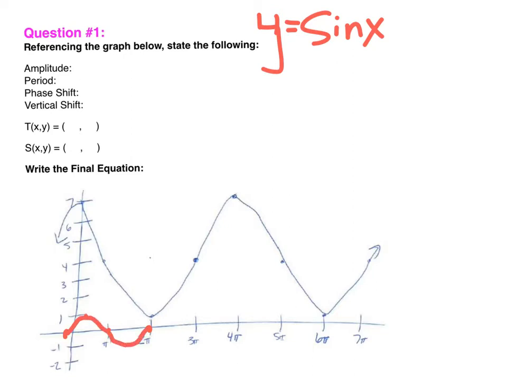I'm going to try to mimic that same shape, and I can actually see that shape happening from here to here. So I'm just going to highlight the same cycle, and then I'm going to compare and see what happens to it. So we know the original amplitude of the parent function is 1. The amplitude of this one is if I take the vertical distance, so from 7 down to 1, the distance is 6, cut that in half, and it's going to be 3.